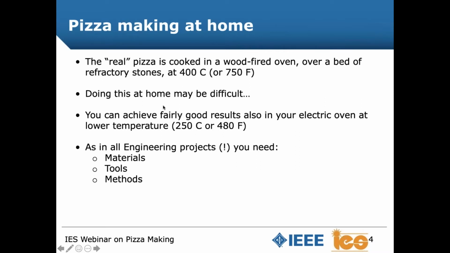So, pizza making at home. The real pizza is cooked in a wood-fired oven over a bed of refractory stones at 400 centigrade. That is not common in the stove you may find at home. And so making a real pizza at home is maybe very difficult. But you can achieve fairly good results also if you use your electric oven at 250.